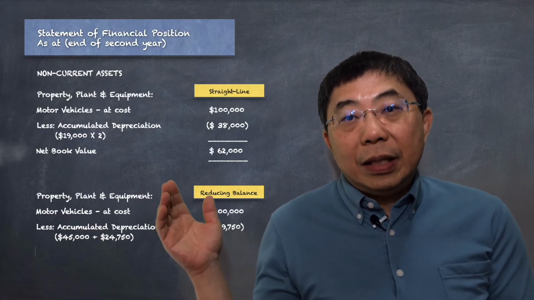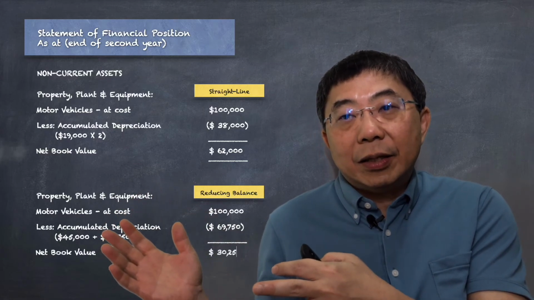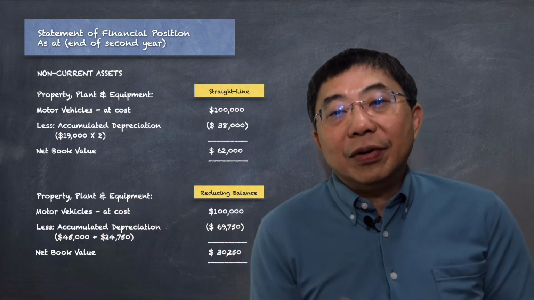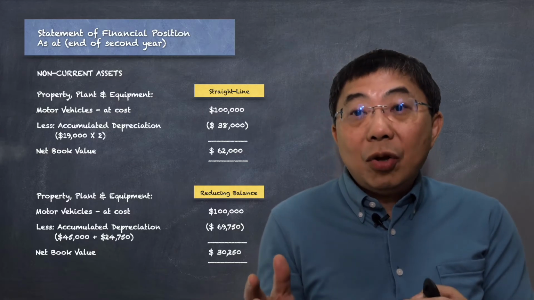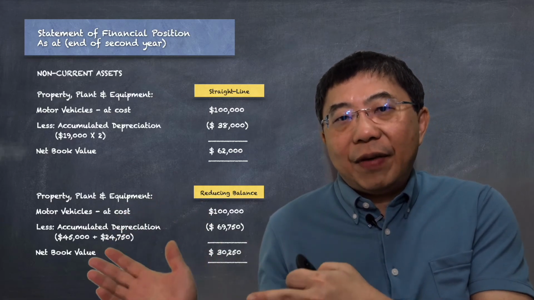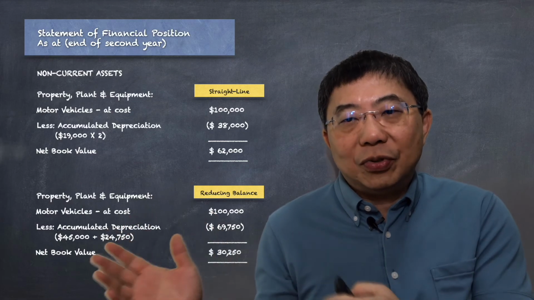Now, under the reducing balance method, the unutilized portion of the asset or the net book value will now be $30,250. Therefore, depending on how depreciation is calculated, there will be an effect on the amount of assets reported in the statement of financial position.